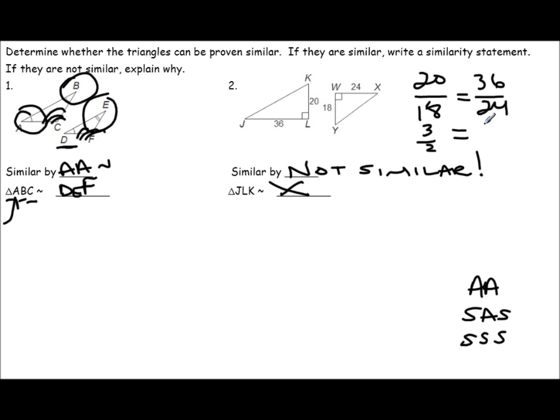36 divided by 24 in my calculator, press math, enter, and I get 10/9. Well, clearly 3/2 does not equal 10/9, so these triangles are not similar. That means that you will not have a similarity statement.